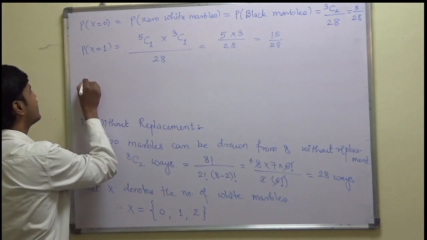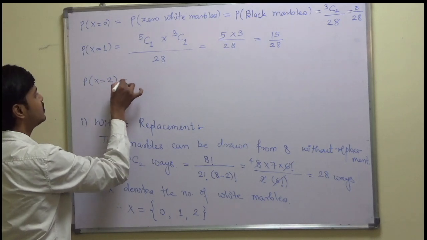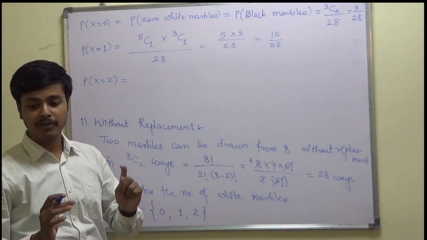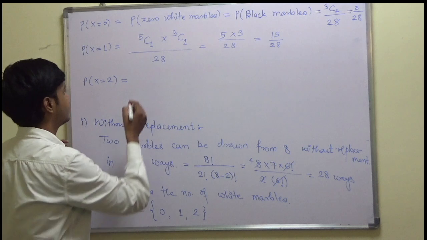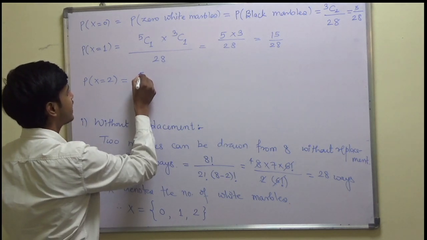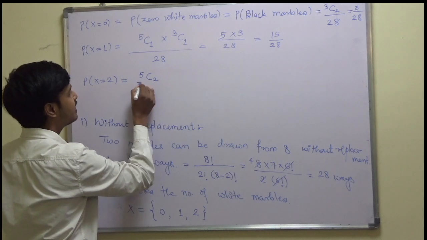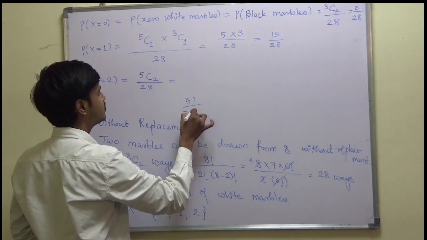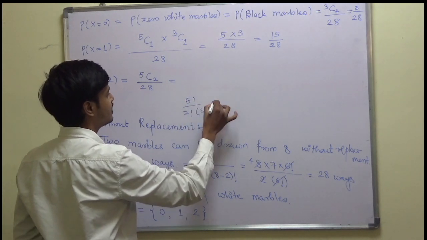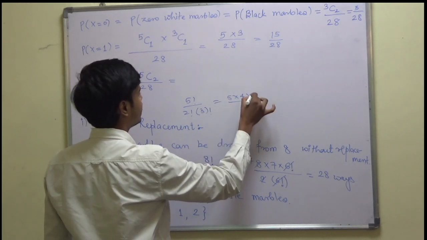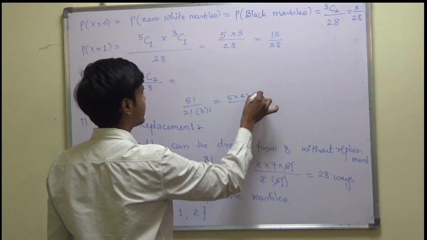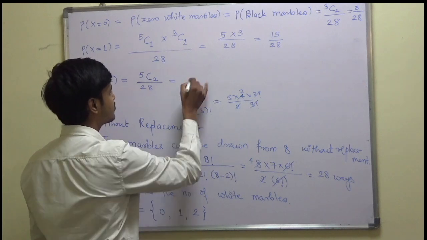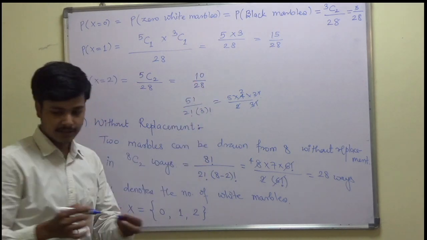Okay, and next we'll find the probability for x equal to 2. So now we have to draw 2 marbles and both the marbles are white. How many white marbles are there? 5, and both marbles are white, so it can be done in 5C2 ways. What is 5C2? 5 factorial over 2 factorial times (5 minus 2) factorial, which is 5 into 4 into 3 factorial; the 3 factorial cancels, and 2 factorial is 2. So 5 twos are 10. So this is 10 by 28.